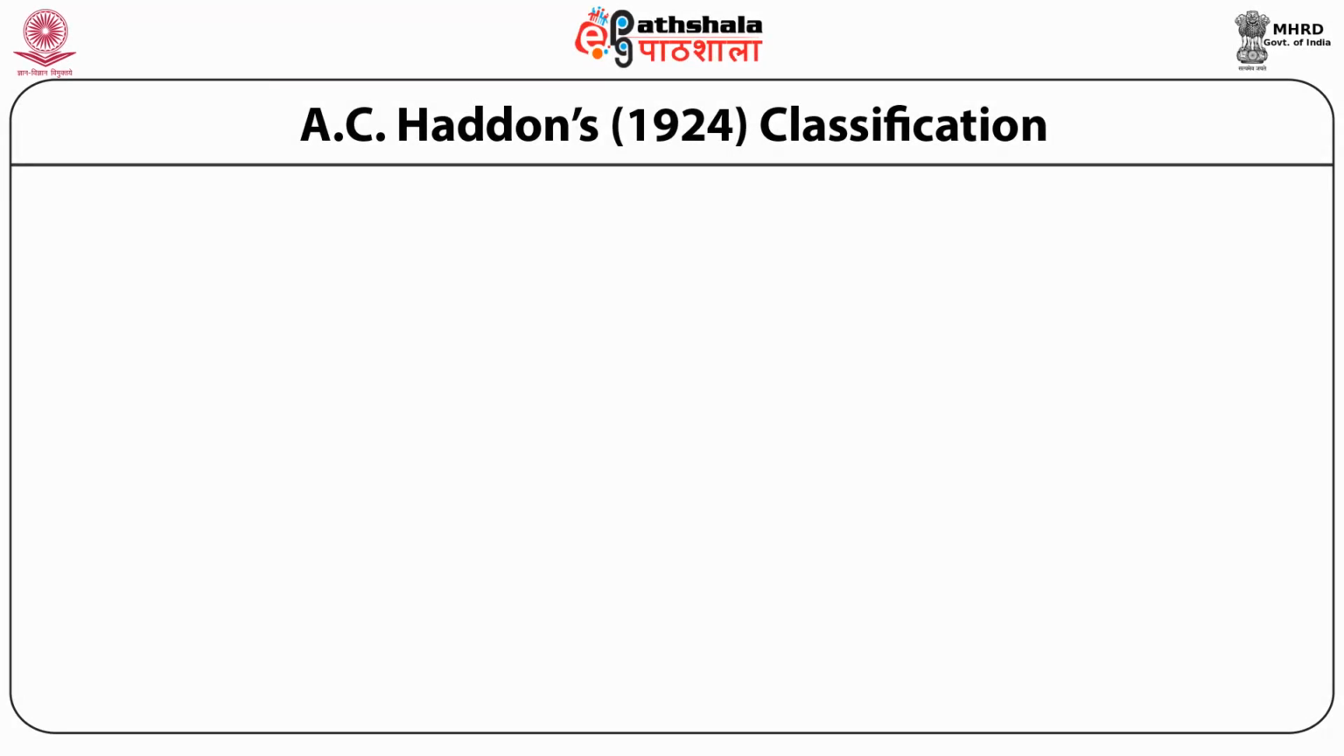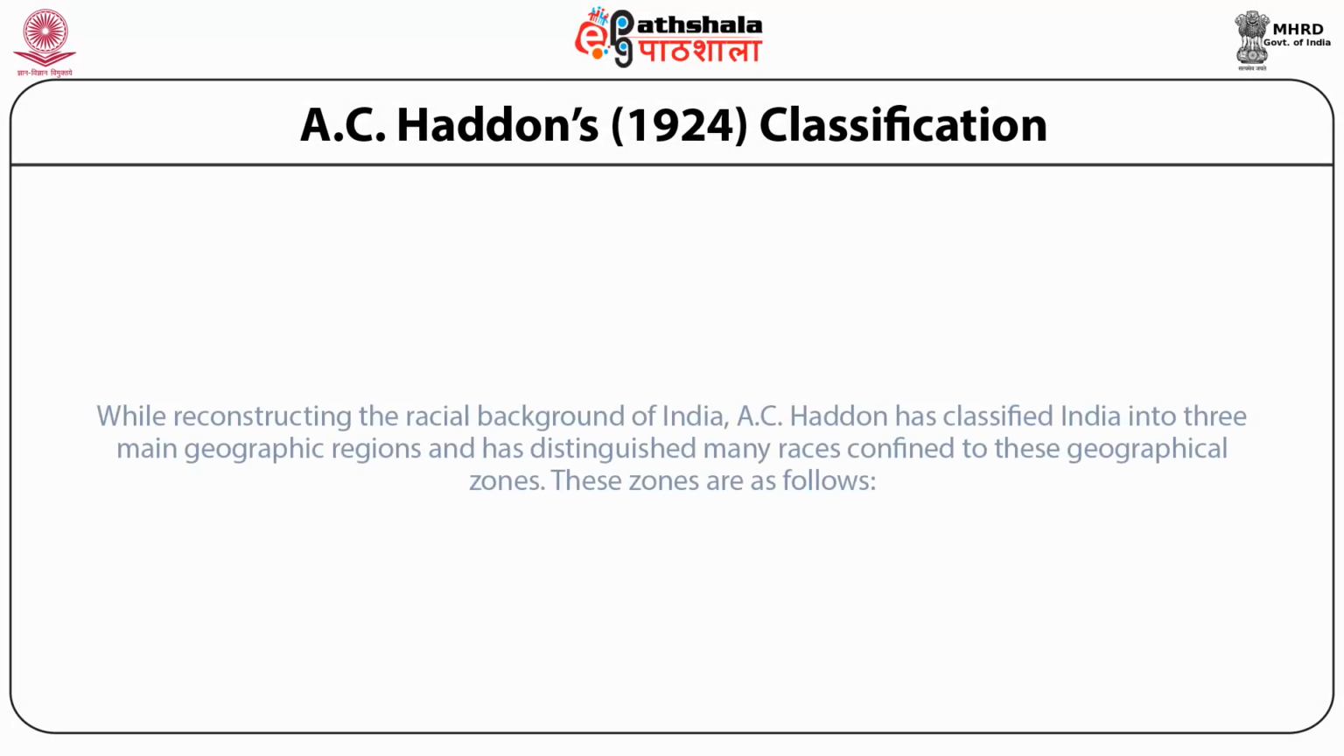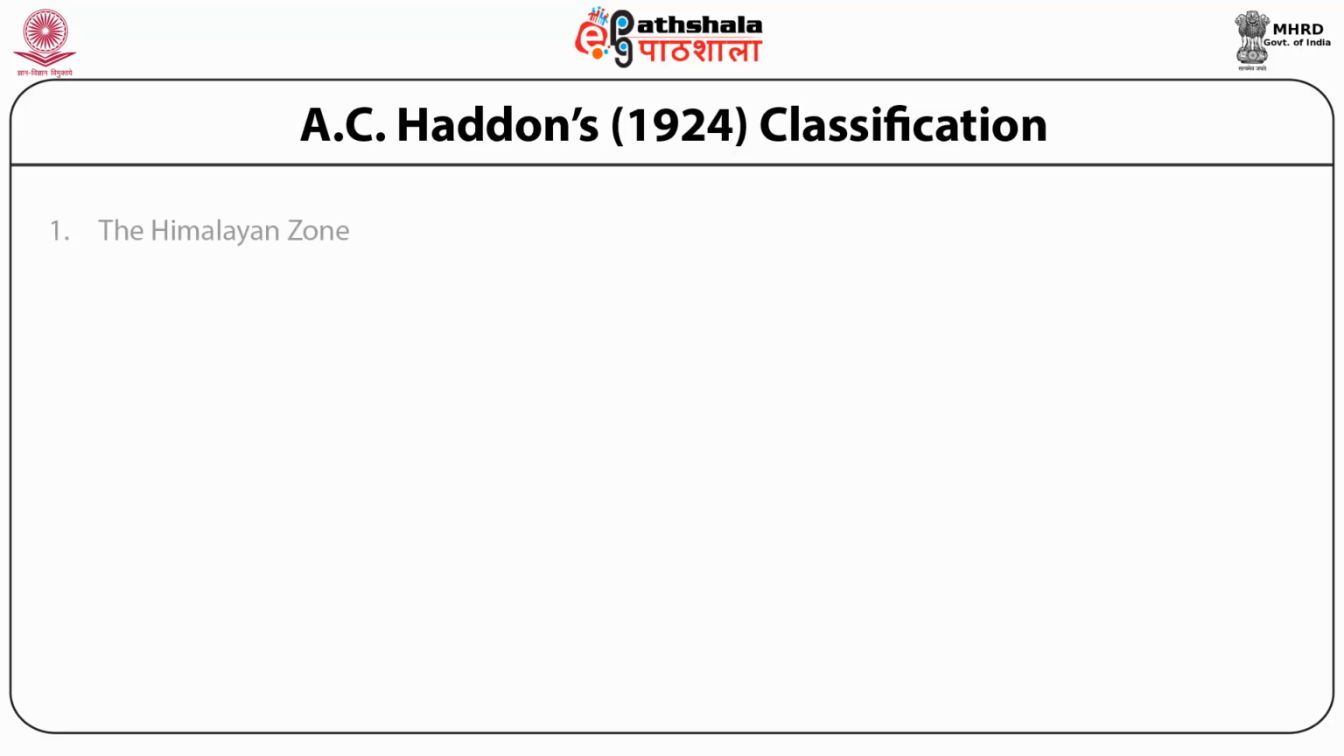The classification given by A.C. Haddon. While reconstructing the racial background of India, A.C. Haddon has classified India into 3 main geographic regions and has distinguished many races confined to these geographical zones. These zones are as follows. The first one is the Himalayan zone, where the first subtype is Indo-Aryan. They resemble Indo-Afghan, having tall stature, fair complexion and fine features, but they are characterized by long head and plentiful facial hair. The Kinnets of Kullu Valley well represented this group.